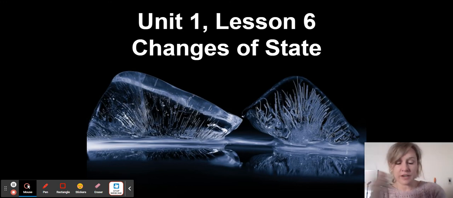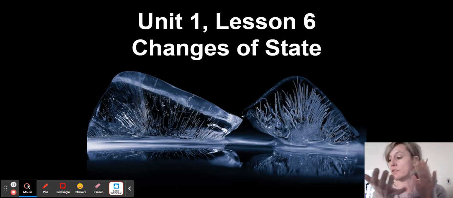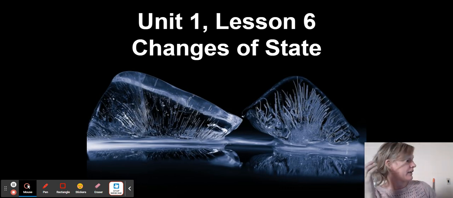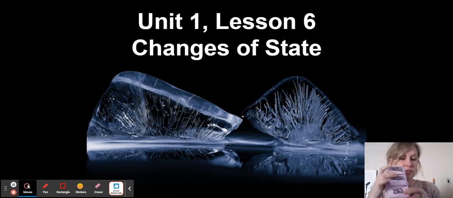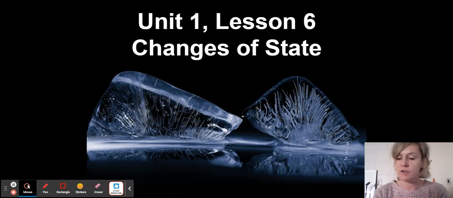All right, so today we're going to talk about changes of state. This should be kind of a review for you. I know that in the past you've learned about solids, liquids, and gases, and you have previously put together a flip book just to review common states of matter.